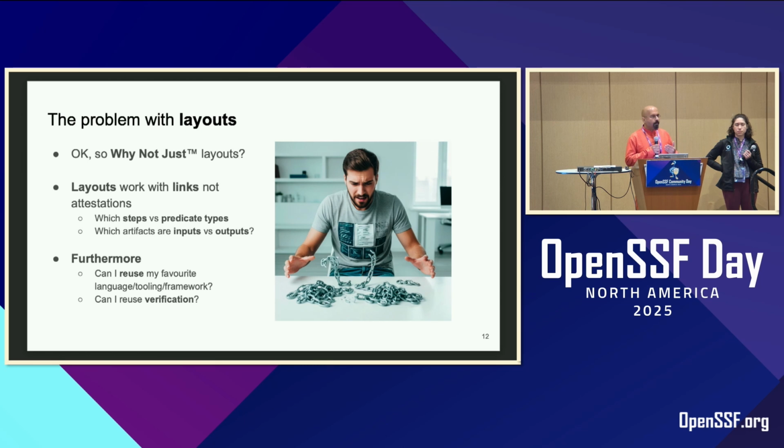But we wanted to go further than that. How can we allow you to reuse your own favorite policy language or engine or tooling or framework? There's a whole bunch of different choices you could make here. And we didn't want to pigeonhole people into any one of them. More importantly, how can I reuse verification? Great, so I've got this policy, I've got these attestations, I've got verification. Now what?